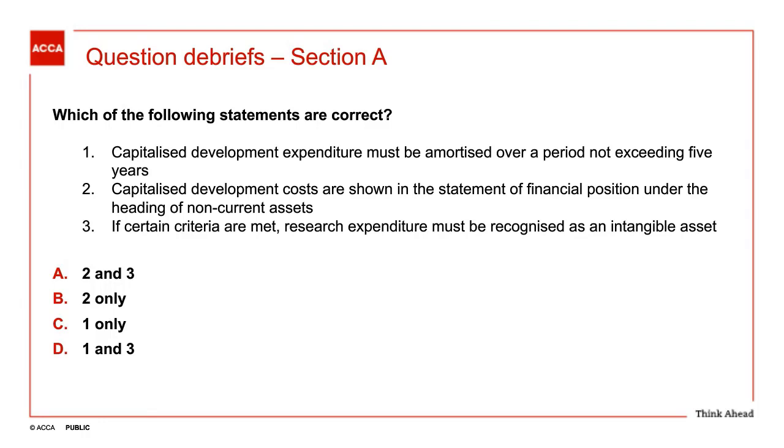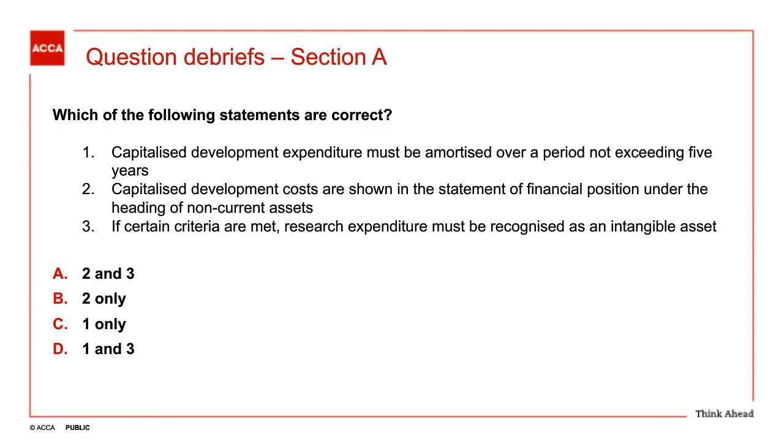Capitalised development costs are shown in the statement of financial position under the heading of non-current assets. Well, what we've described there perfectly is the overall accounting treatment of capitalised development costs. So yeah, no two ways about it. Number 2 is correct. I like it.